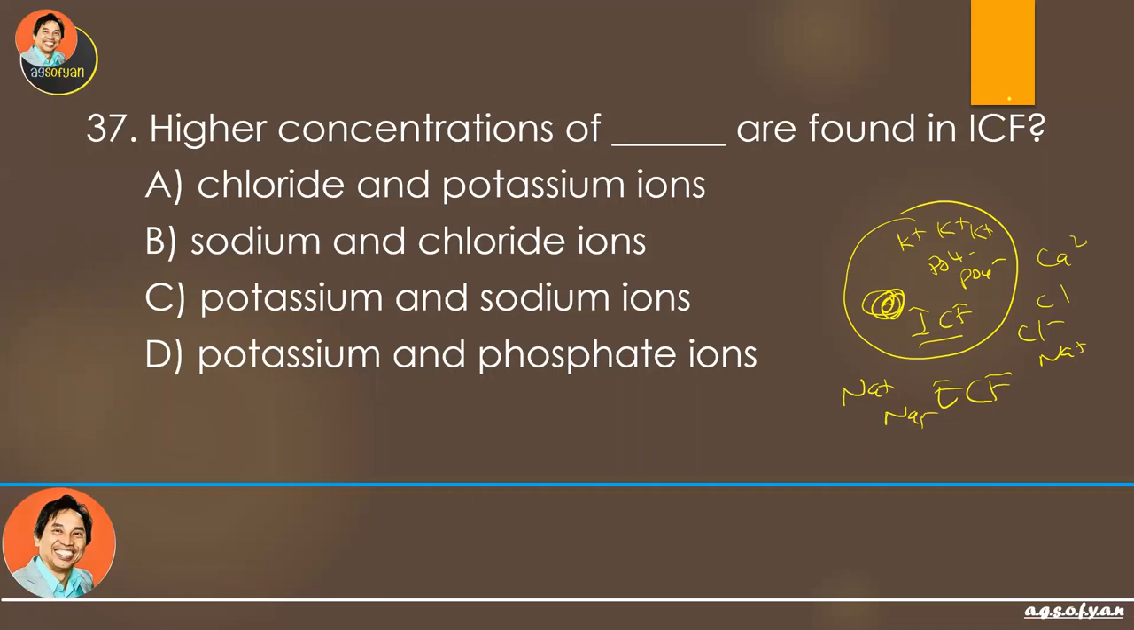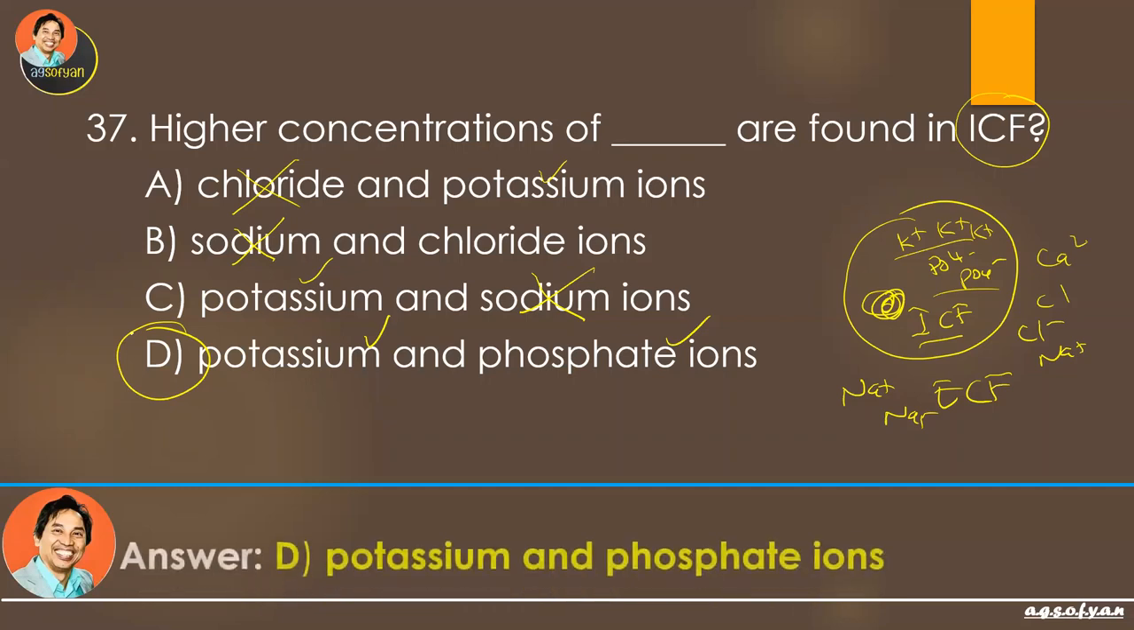So look at the answer. Higher concentrations in the ICF will be, look for potassium and phosphate. Chloride is not. Potassium is yes, but it's not because of chloride. Sodium, no. Sodium is going to be in the ECF, the extracellular fluid. Potassium, yes. Sodium is not. So which one? Potassium and phosphate. So this should be the correct answer.